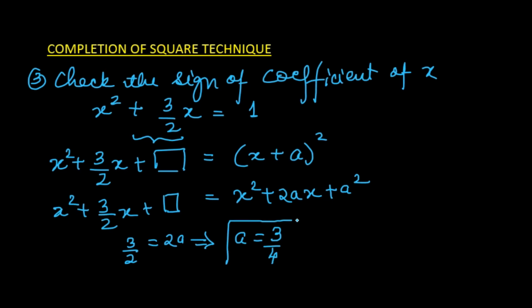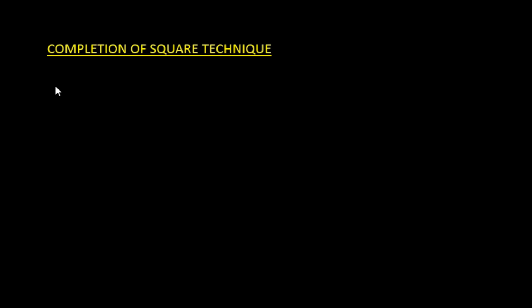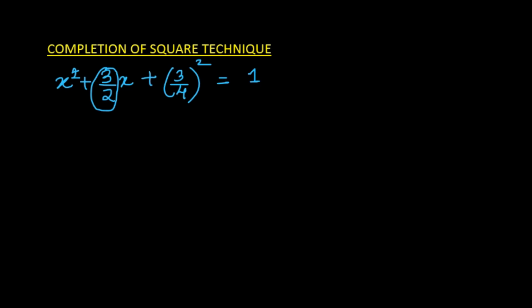So what are we seeing? How are we obtaining a? Every time we are obtaining a by dividing the coefficient of x by 2. So when 3 by 2 is divided by 2, we get 3 by 4. So we can write it as x square plus 3 by 2x plus a, which is nothing but the coefficient of x divided by 2, so it is 3 by 4 square. This is equal to 1 plus 3 by 4 the whole square.